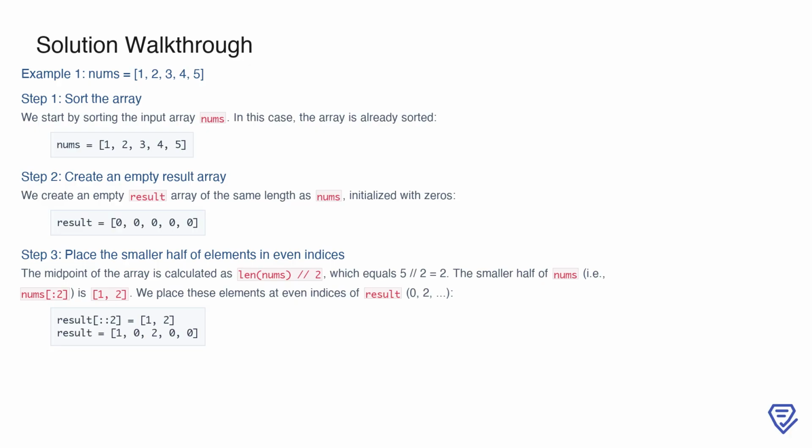The key idea of the solution is to rearrange the elements such that no element is equal to the average of its neighbors. To begin, we place the smaller half of the sorted nums array into even indices of the result array. The midpoint of the array is calculated as the integer division of the length by 2, which gives us 2. The smaller half of nums, which is 1, 2, is then placed at indices 0, 2, and so on. At this point, the result array looks like 1, 0, 2, 0, 0.